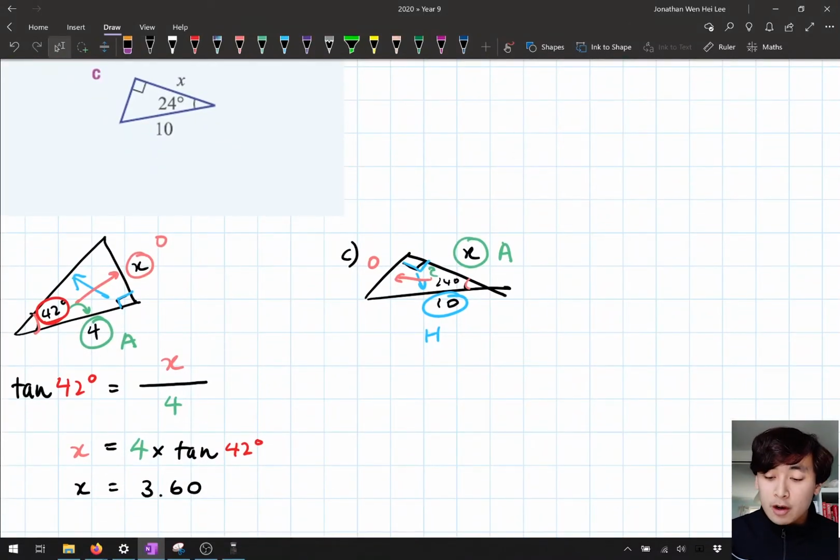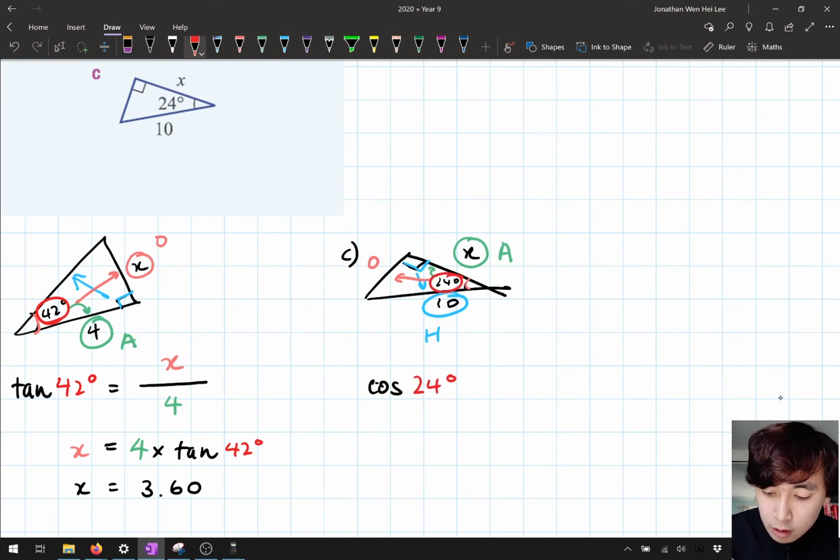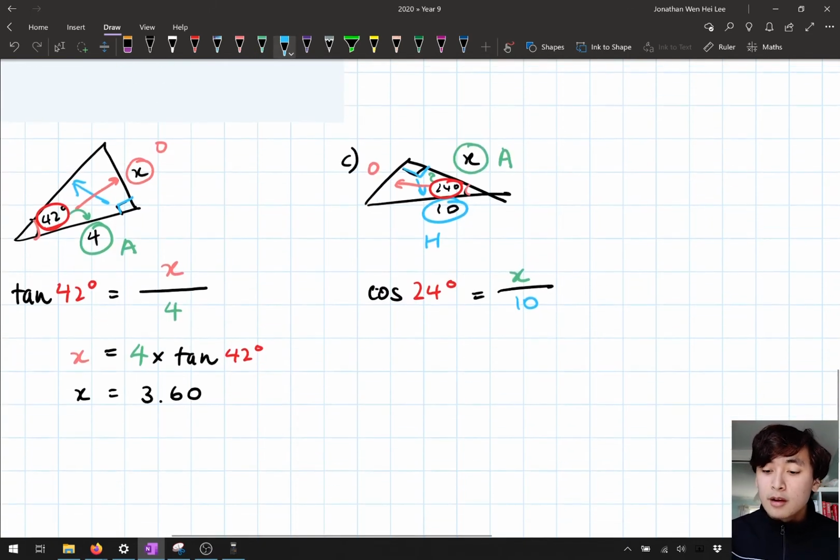Next step, I write the trig equation. So I'm going to go cos my angle. The angle is 24 degrees. Cos 24 degrees is equal to my adjacent, so X, over my hypotenuse, 10. So for this question, I've written down my trig equation. I'm using cos, and I've got adjacent over hypotenuse.